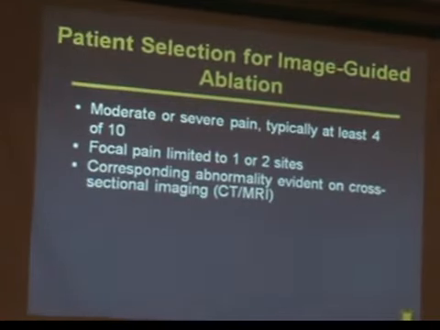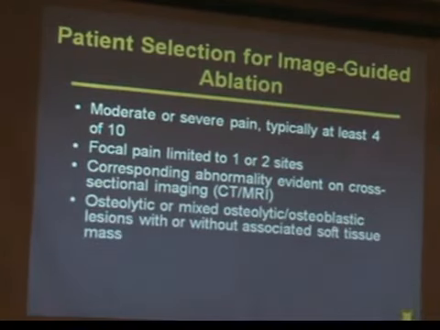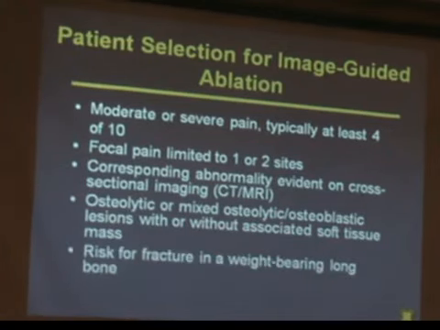And looking at the imaging study, whether it's a CT or MRI, is very important to find the corresponding abnormality where the patients have pain. And we have to determine what kind of lesion we're dealing with, whether it's lytic, sclerotic, or whether there's a soft tissue mass associated with these lesions. And I would say that most of them do have soft tissue mass associated with these painful metastatic lesions.